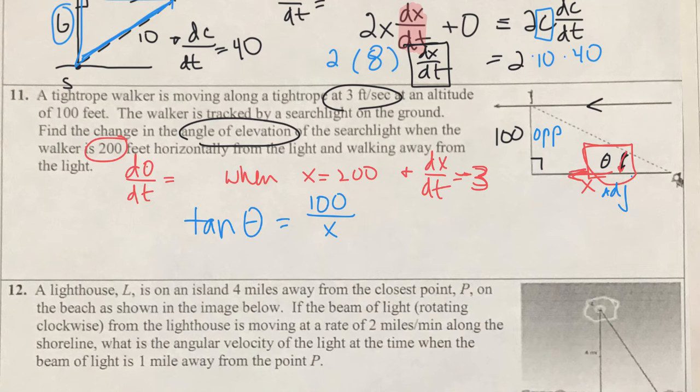Okay, so now we're going to implicitly differentiate this. Maybe you don't know, maybe you do, but the derivative of tan is secant squared. So that's the derivative of the tangent. Now we have to take our d theta/dt, the chain rule. Every variable needs a rate. So this is 100, right? It's not actually. Let's get rid of that.